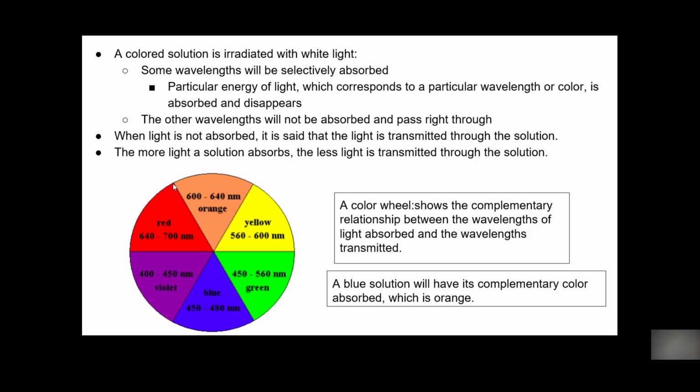So a colored solution is irradiated with white light. Some wavelengths are selectively absorbed. The others just pass through. So a particular energy of light, which corresponds to a particular wavelength or color, is absorbed and disappears. The other wavelengths that are not absorbed pass right through. When light is not absorbed, it is said that the light is transmitted through the solution.